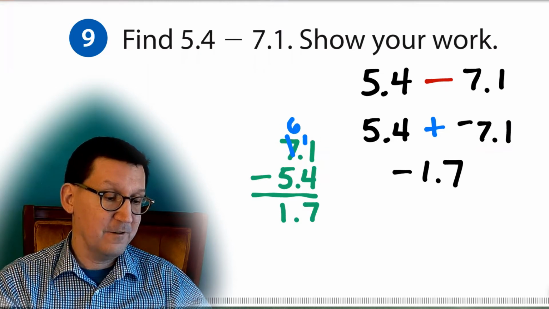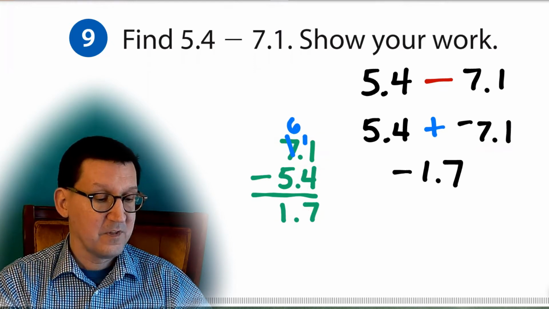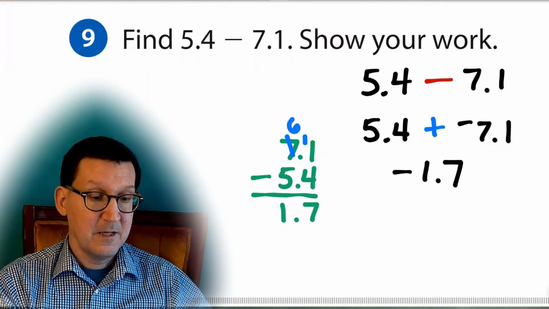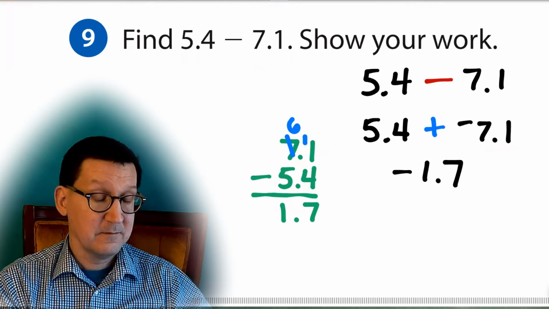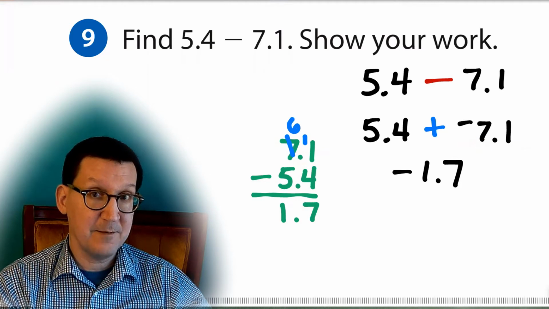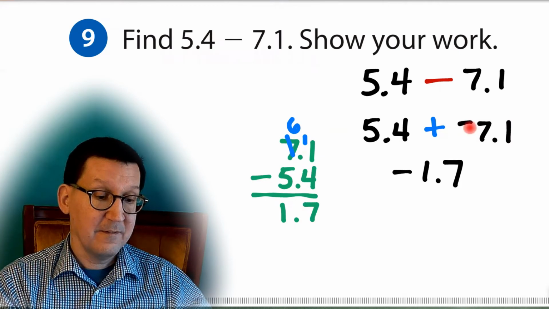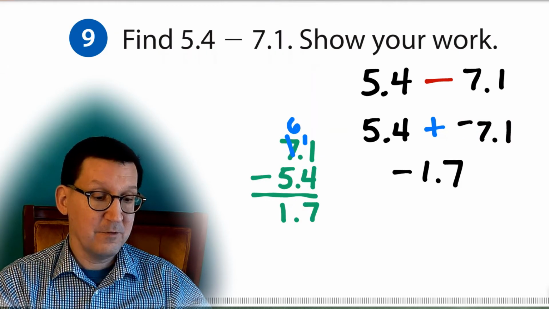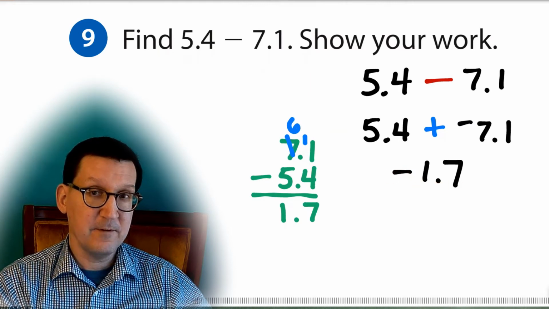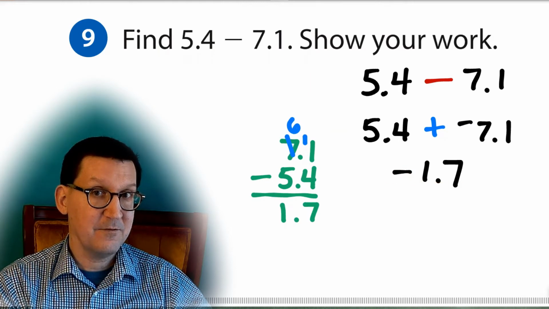7 goes to 6, carry the 1. 11 minus 4 is 7, and 6 minus 5 is 1. So 1.7, but is it positive or negative 1.7? Well, let's look over here and see what the number with the largest absolute value is, and it's negative 7.1, because 7 is larger than 5. So that negative with the 7.1 carries through to the answer, and our answer is going to be negative 1.7. So negative 1.7 is our answer for that one.